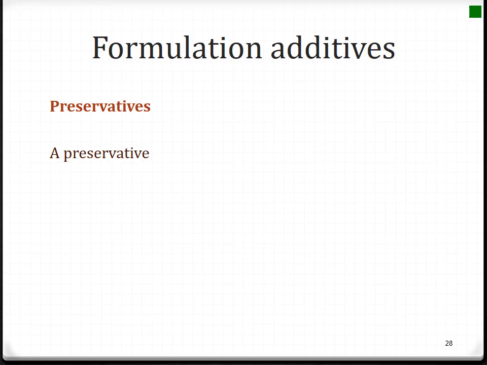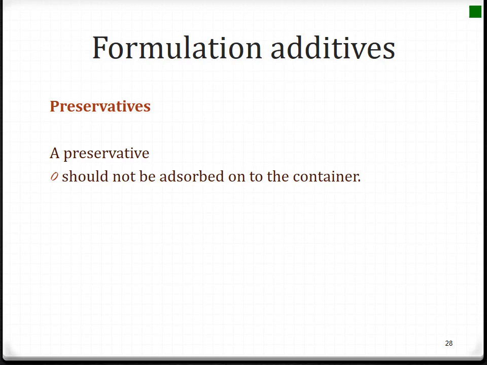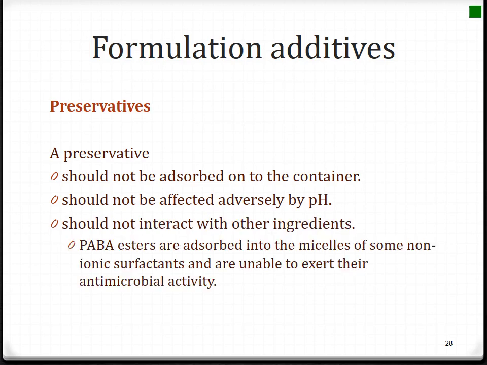Preservatives are added to prevent growth of microorganisms. Preservatives should not be absorbed onto the container because this would remove them from the solution where they are supposed to be. Preservatives should not be affected adversely by pH, and preservatives should not interact with other ingredients.